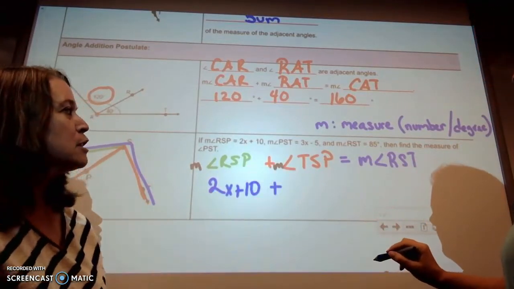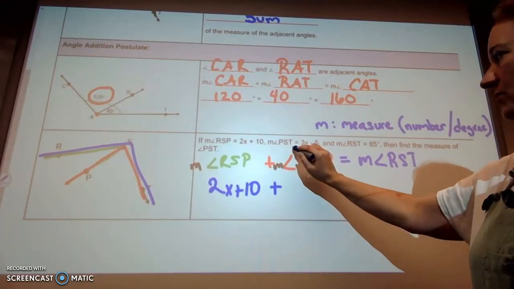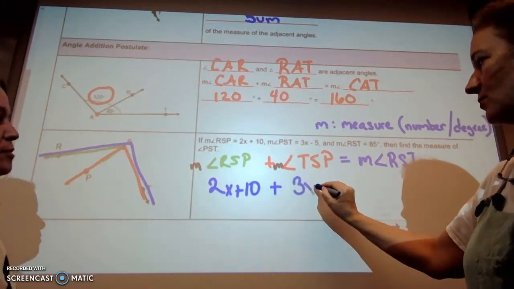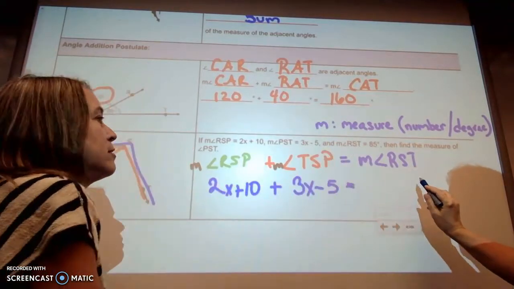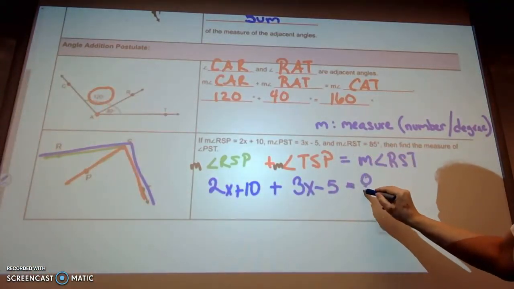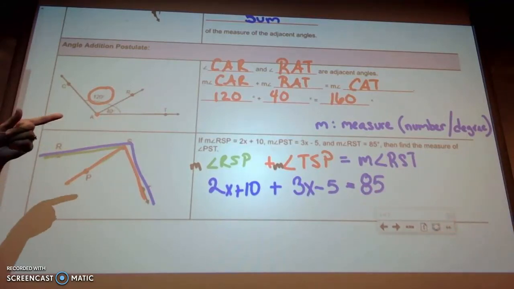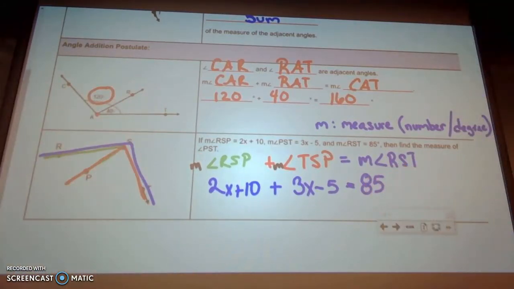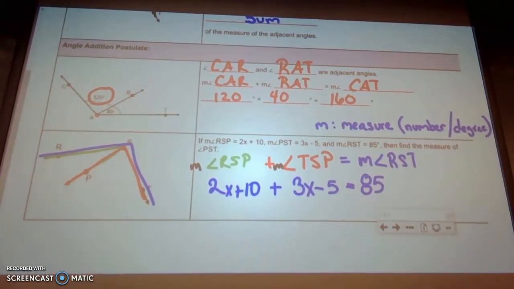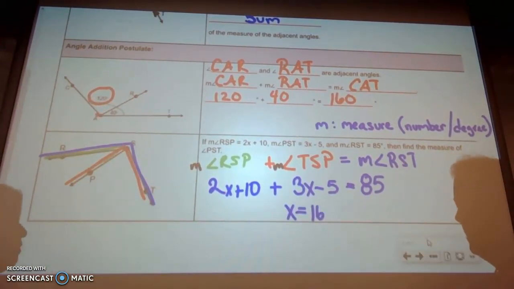Do we know anything about TSP? Yeah, because TSP is the same as PST. So I wrote it backwards, guys. That's okay. It's the same thing. And do we know anything about RST? Yeah, they tell us it's 85. So she's just substituting in. This looks like a job for Desmos. We're going to pause because we're running out of recording time. So we figured out that x is 16 because of our handy-dandy Desmos.